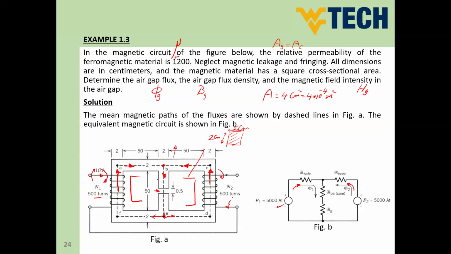We can see that the dimensions of the C shapes are identical, which means we have symmetry for the reluctances in our core. Why? As you can see, the distance from this point to that point is 50. The same is here, the same is for the lower parts, and also here we have the same dimension. So this means, guys, the core is symmetrical around the central arm.